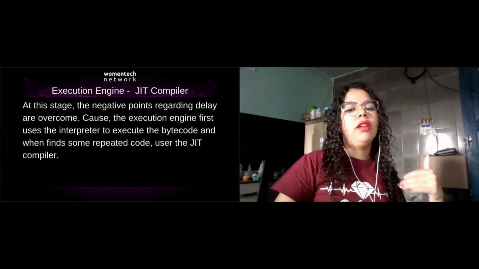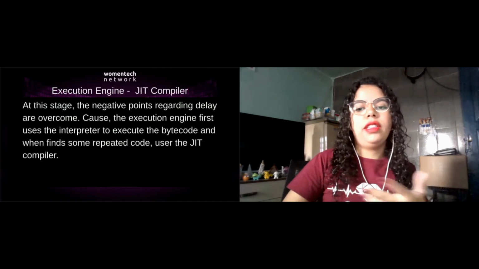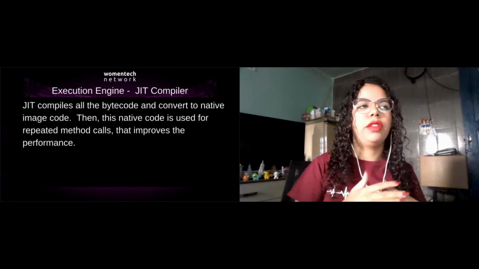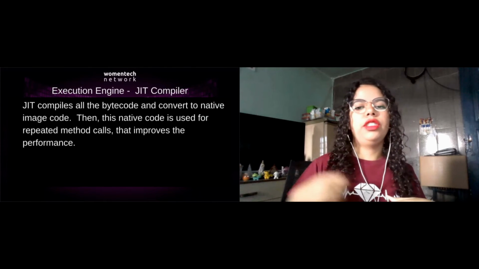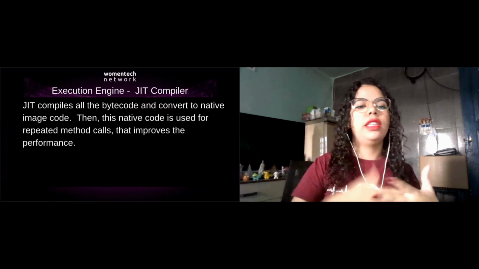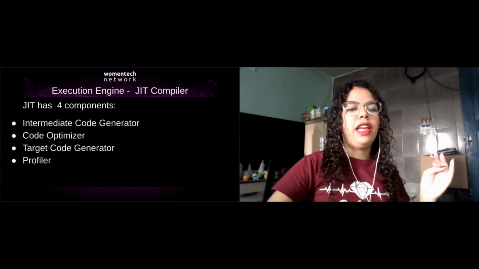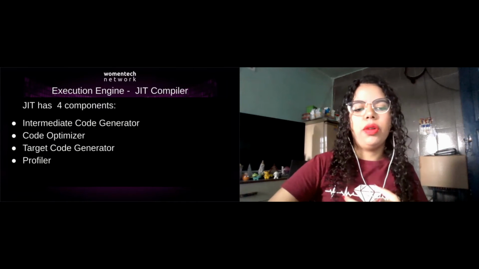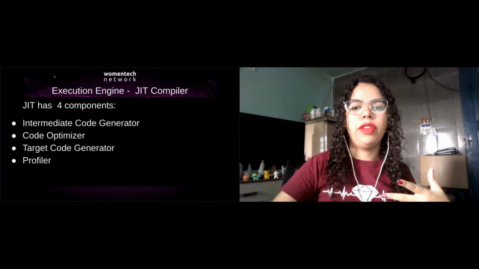JIT compiles all the bytecode and converts it to native code. Then this native code is used for repeated method calls, which improves the performance. So first, we read the bytecode file line by line, and JIT compiles and converts it to native image code. In this compiler, we have 4 components. We have the intermediate code generator, the code optimizer, the target code generator, and the profiler.